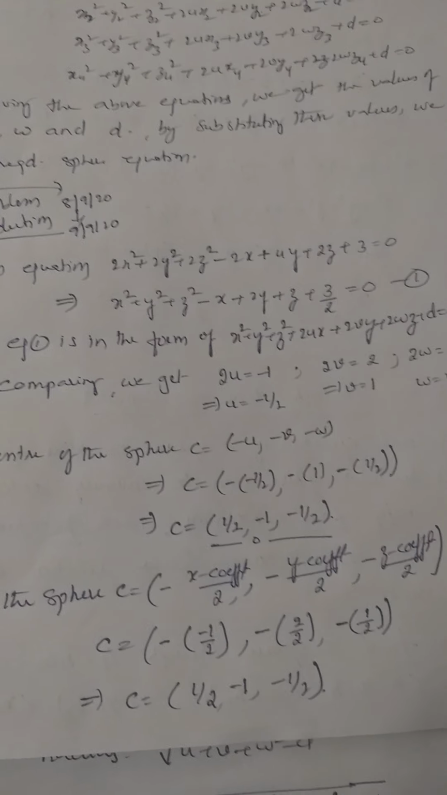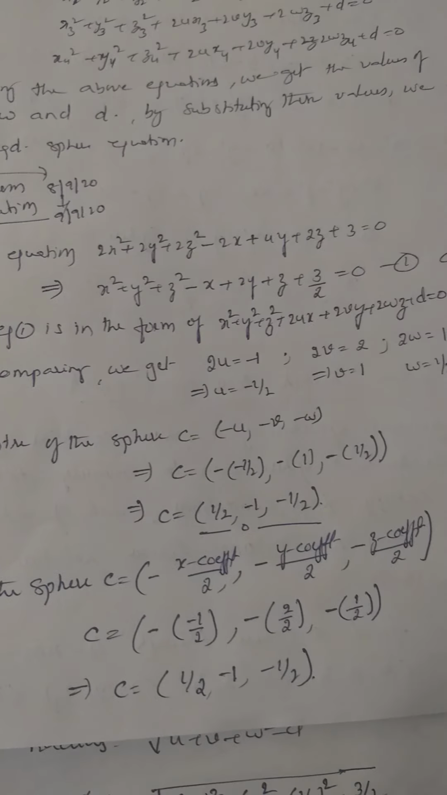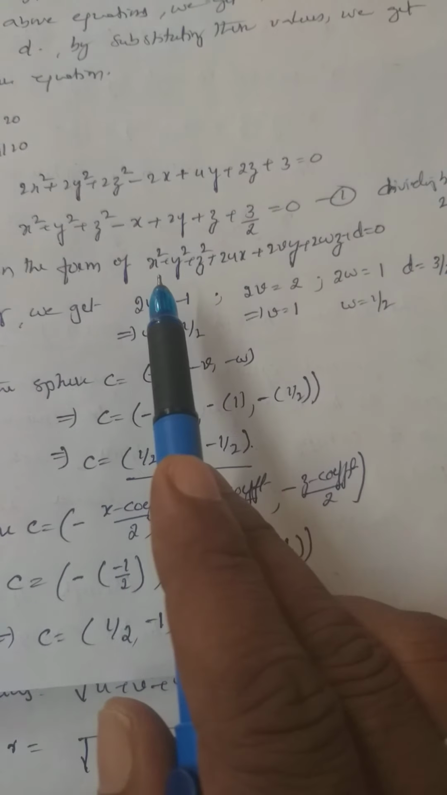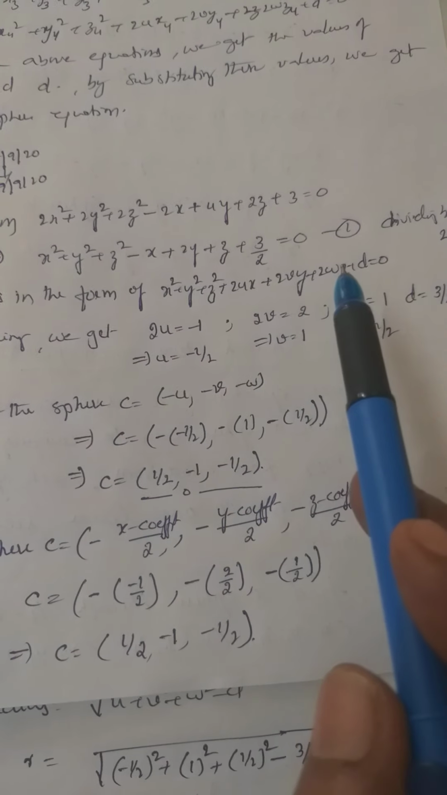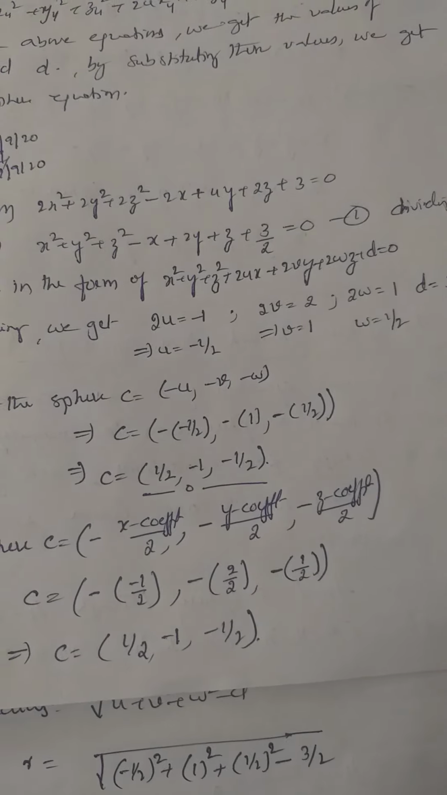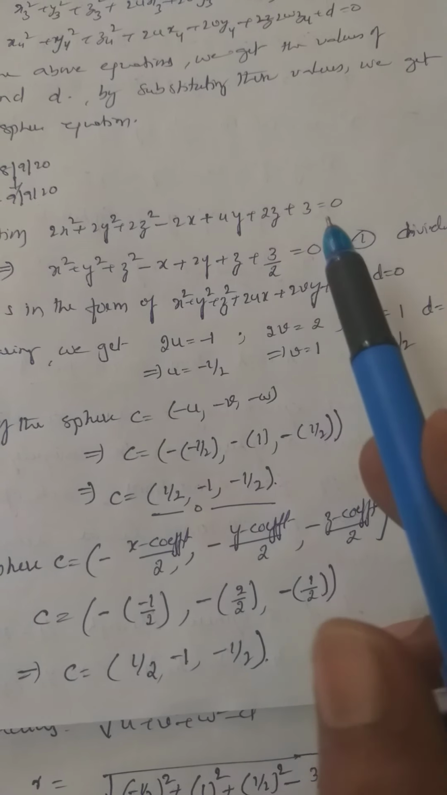What is the general equation of a sphere? The general equation of a sphere is x square plus y square plus z square plus 2ux plus 2vy plus 2wz plus d is equal to 0. That means you have to rewrite the given equation in this form.